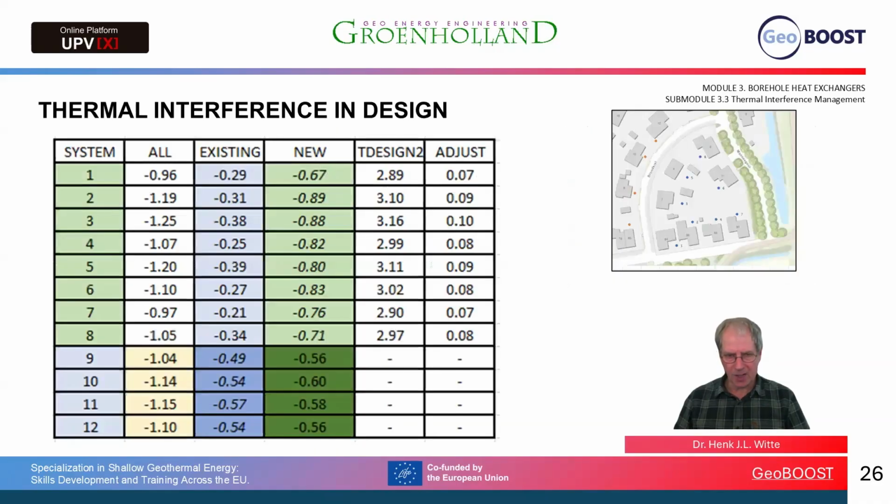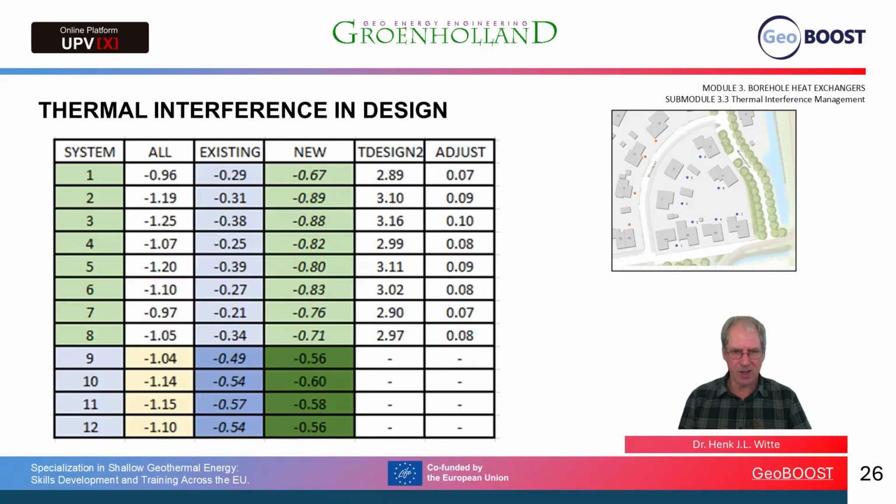We do this a number of times until we come to the final solution, where again we have this little table. You can see the design temperature that we have to, let's say, use, 2.89 degrees for system 1, which is 2.89 degrees higher than our design temperature of 0 degrees, where we have the efficiency of the system defined at.